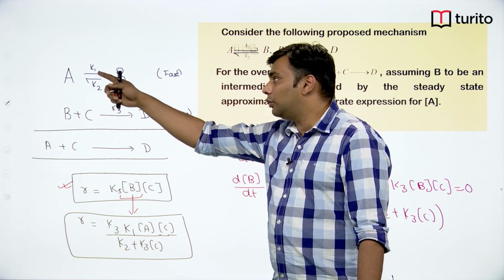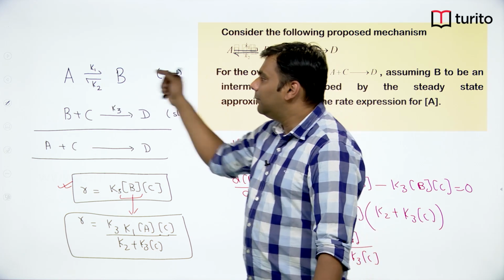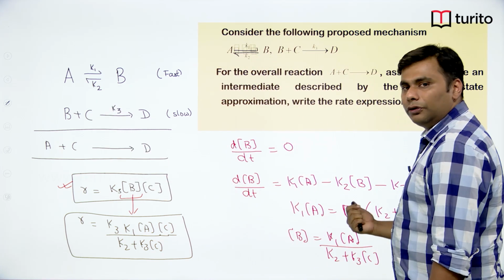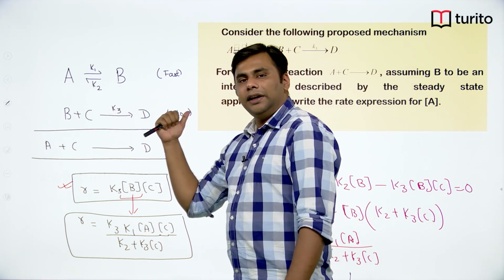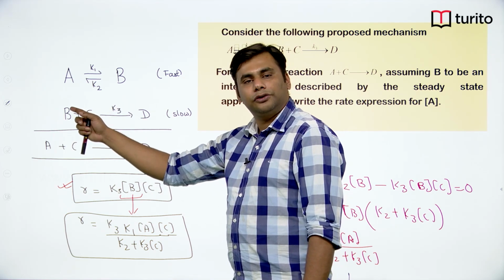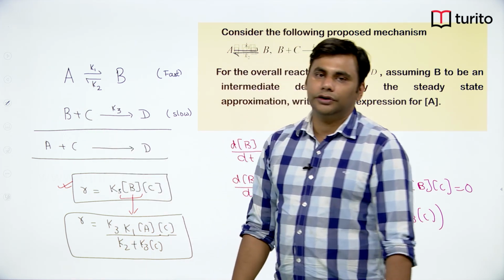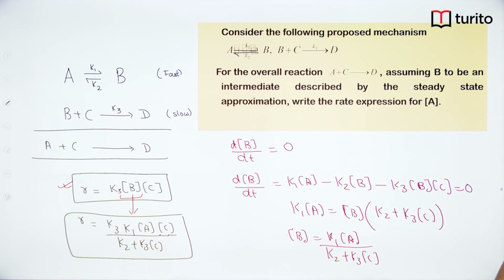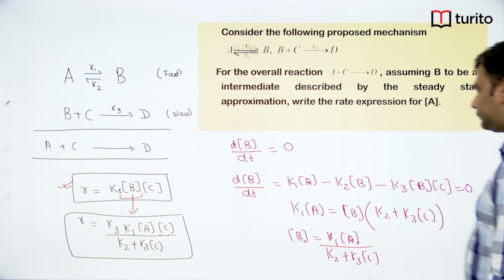because in this reaction it is getting formed, so rate would be K1 into concentration of A raised to power 1. In the backward reaction it is getting consumed, so this will be minus K2 into concentration of B. In this reaction it is again getting consumed, so this will be minus K3 into concentration of B raised to power stoichiometry, that is 1, into concentration of C raised to power stoichiometry, that is 1. So we are equating this with 0. This is the approach of steady state approximation. I hope this is clear to everyone.